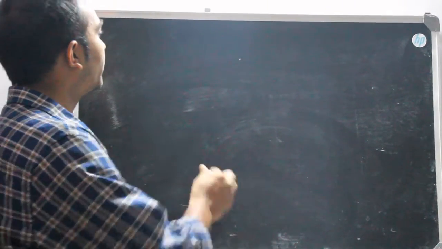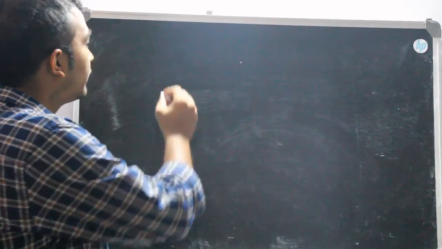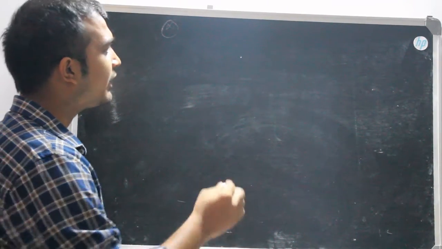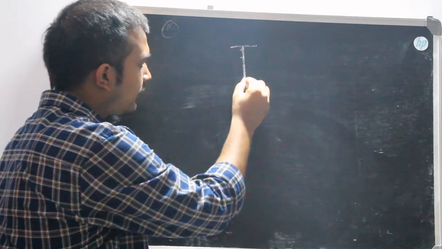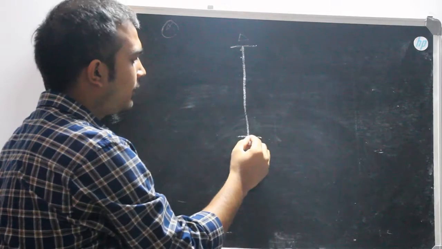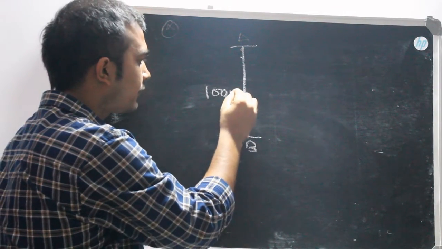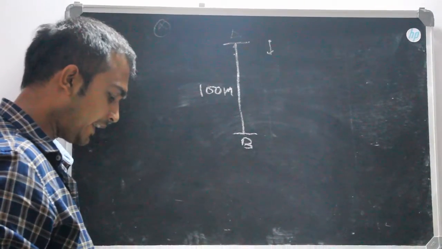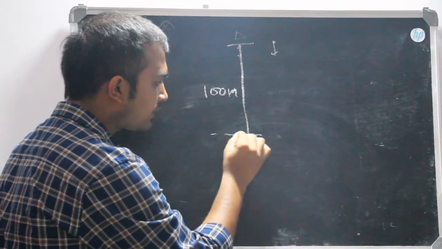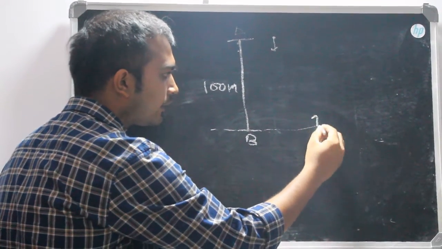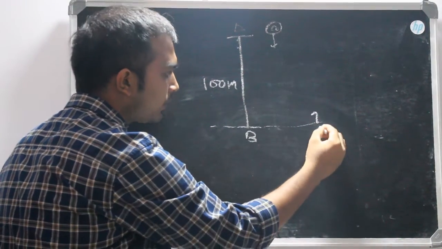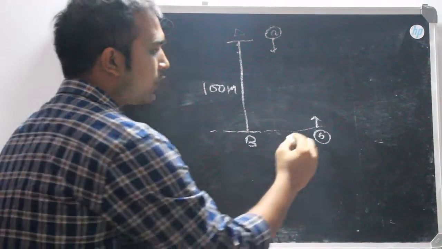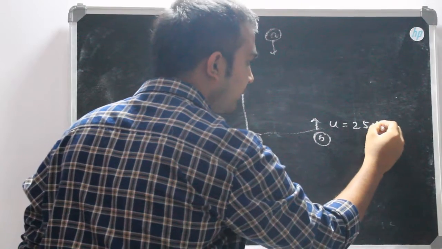So I'll be taking one question from object under free fall. The question says, from the top of a tower 100 meters in height, so there is a tower, say tower AB, which is 100 meters. A ball is dropped from here, and at the same time another ball is projected upwards from ground, say B is ground. Say this ball is small a and this is small b. At the same time a ball is projected vertically upwards with a velocity of u equals 25 meters per second.